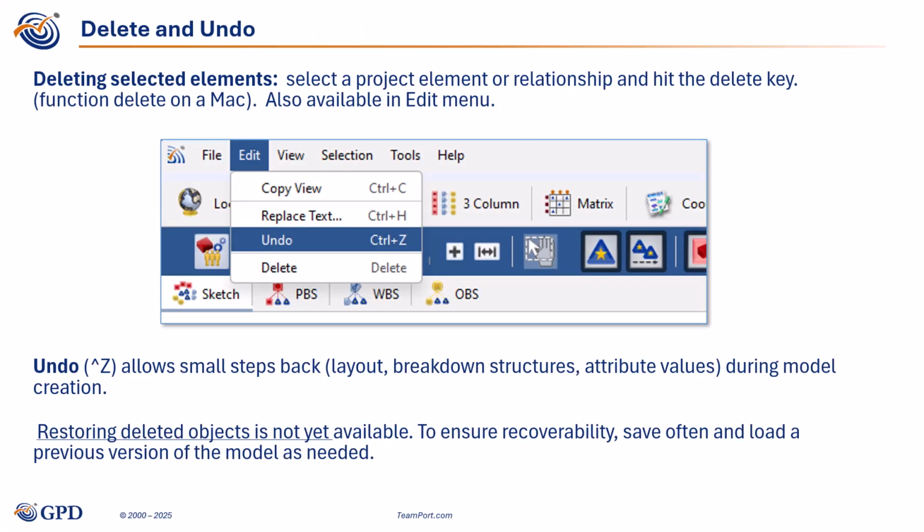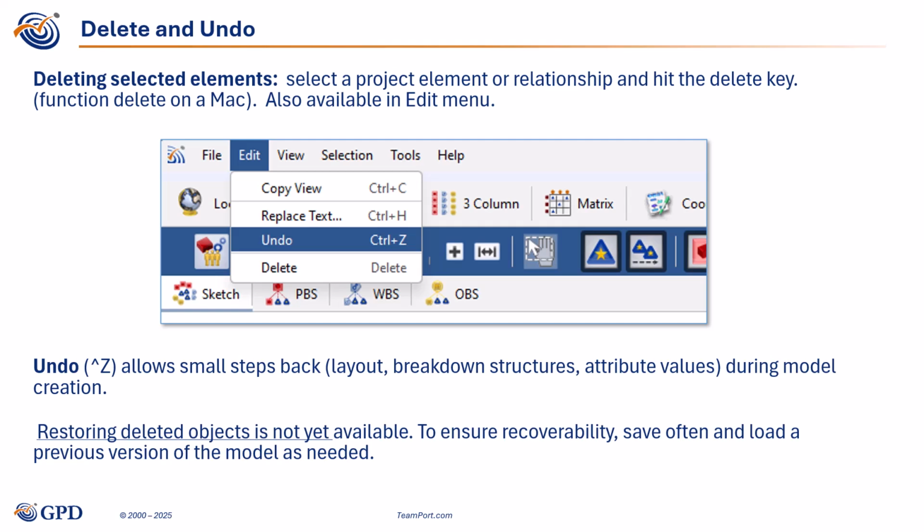TeamPort Designer has many features for project modeling, and here are two more that are often handy. To delete a part of the project model, select the elements and relationships to be removed and click the Delete key on the keyboard. Another handy feature is Undo, accessed in the Edit menu or with the keyboard shortcut Ctrl-Z.